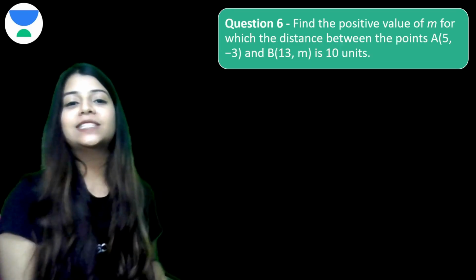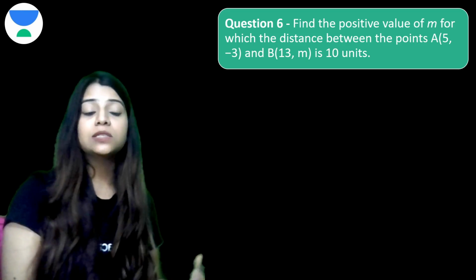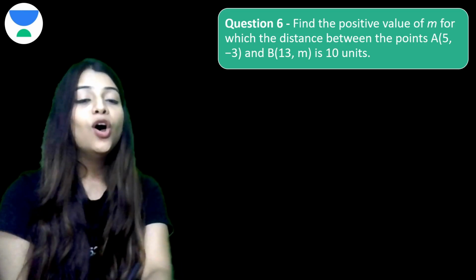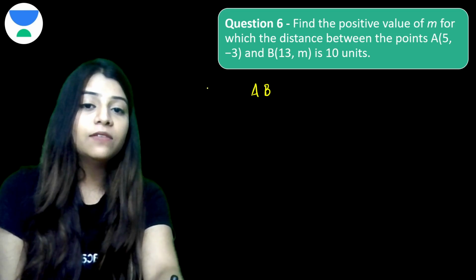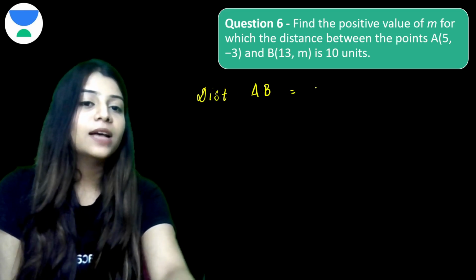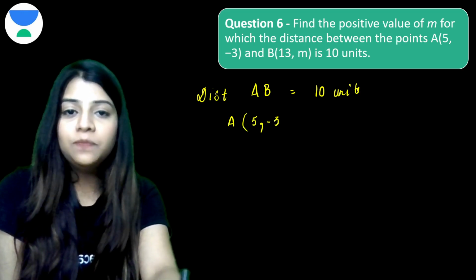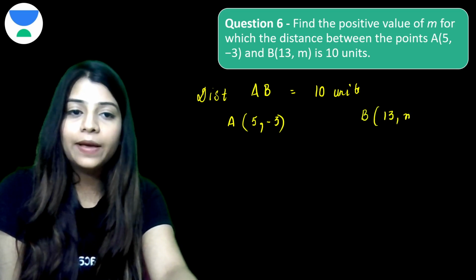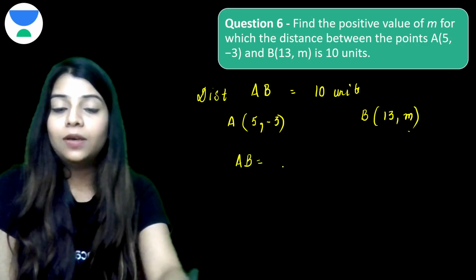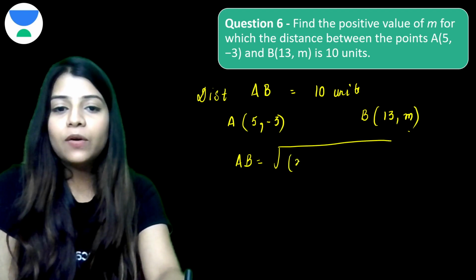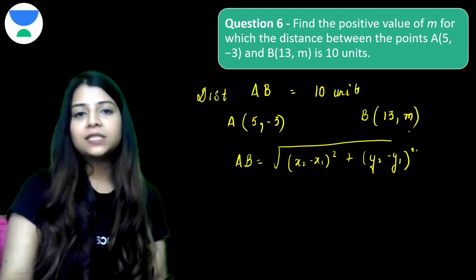All right, moving forward to your sixth question. We have to find the positive value of m for which the distance between the points is given. This is a question of coordinate geometry, and it is given that the distance between the two points A and B is 10 units. A is given as (5, minus 3) and B is given as (13, m). We just have to apply the basic distance formula, that the distance AB can be calculated as the square root of (x2 minus x1) square plus (y2 minus y1) square.